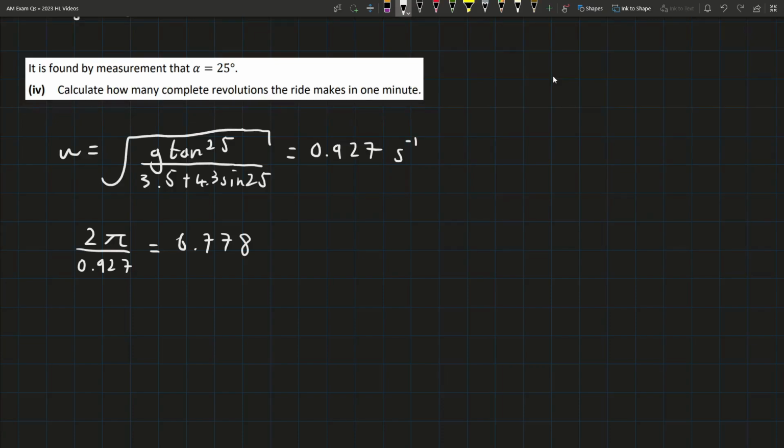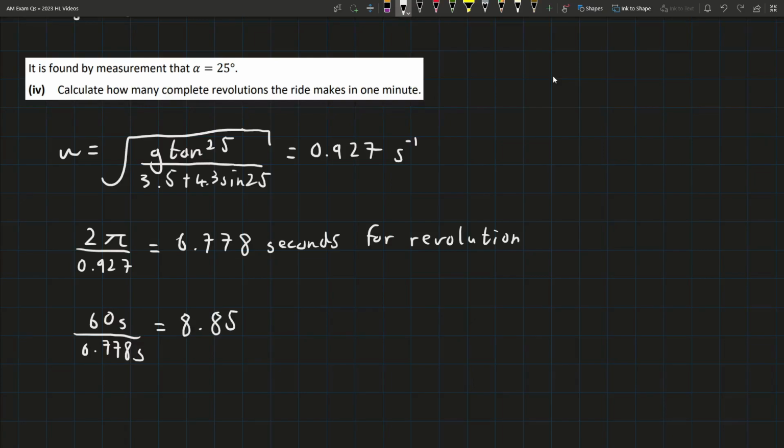Because, again, we're doing a full circle of 2 pi radians. Divide that by 0.927 radians. We're seeing how many of those 0.927s do we need to get up to the 2 pi, to get to the full revolution. So that means it'll take 6.778 seconds for a revolution. Now it says, how many complete revolutions does it make in 1 minute? Well, 1 minute is 60 seconds, divided by 6.778 seconds, giving us 8.852. So it makes 8 complete revolutions and then 0.852, so that means 8 complete revolutions.